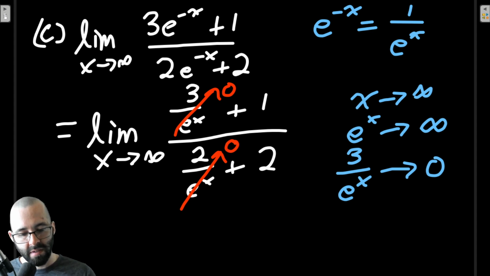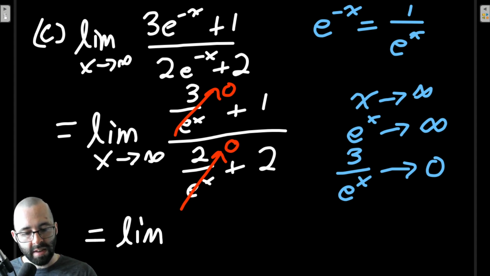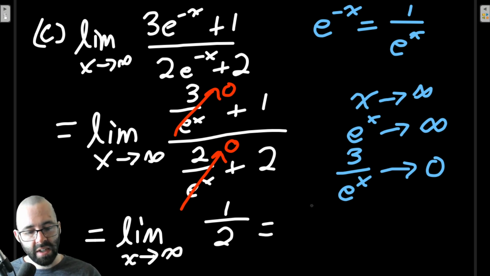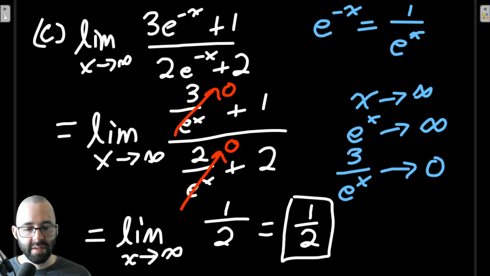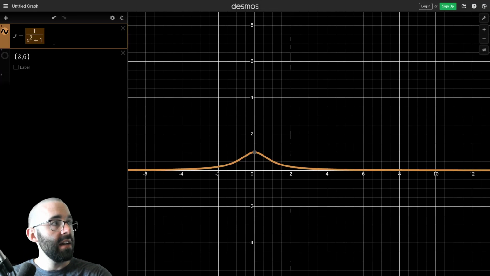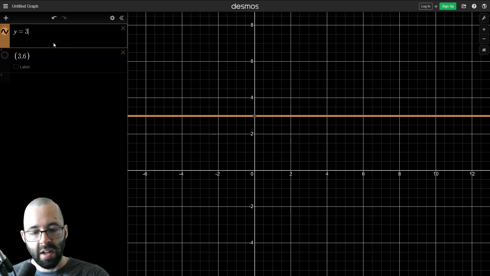What are we left with? We're left with the limit as x goes to infinity of just plus 1 divided by plus 2. There's no more x's. So the limit is just going to equal the function value. The limit approaches 1/2. And again, healthy skepticism is A-okay. Let's check it out. Let's see what we have here.